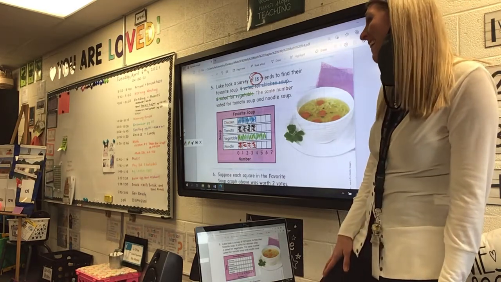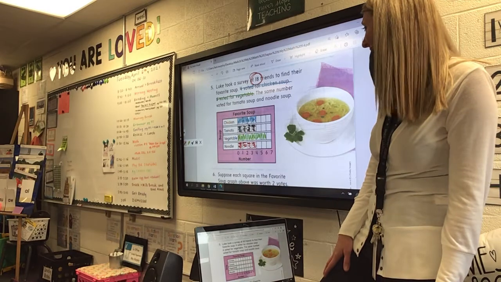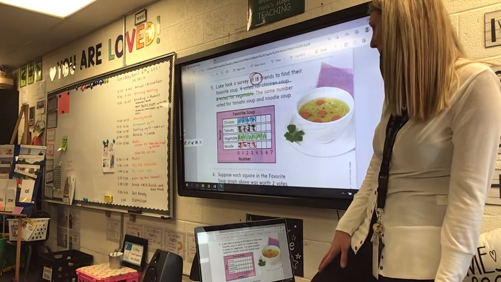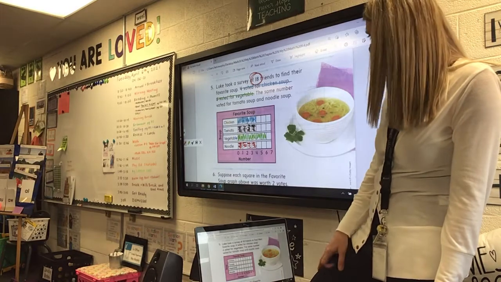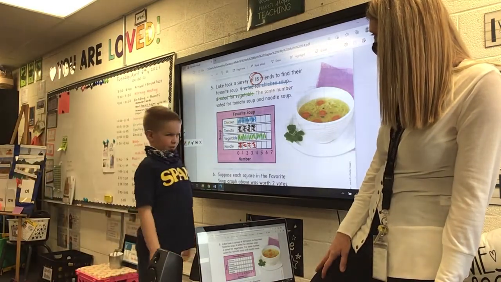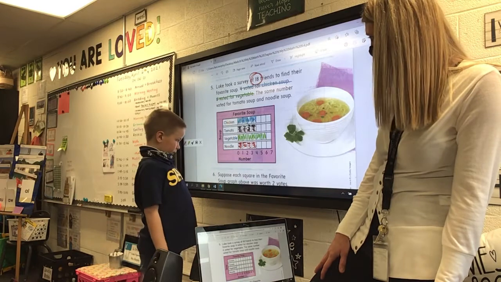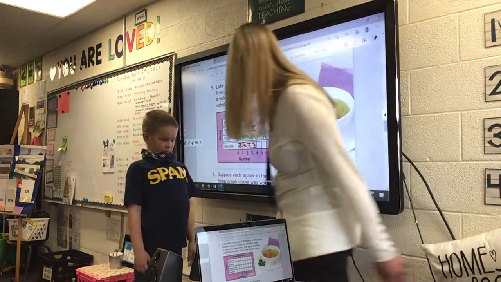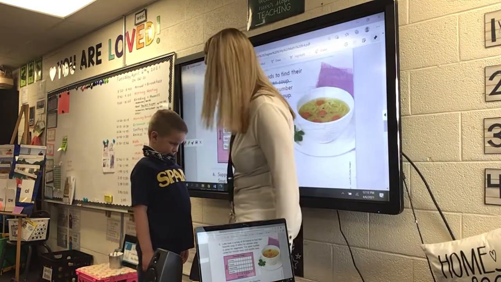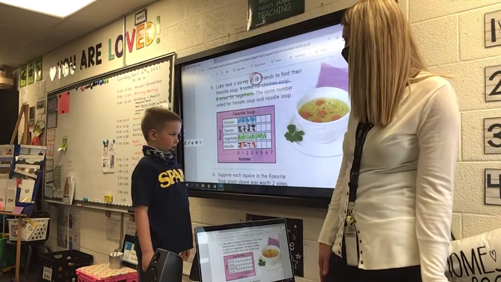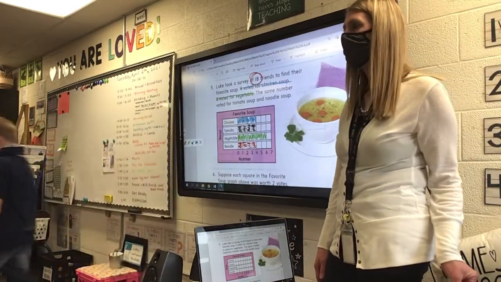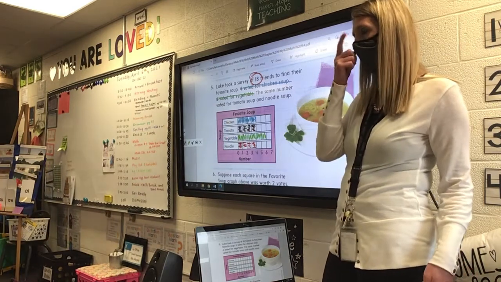Wyatt, mine is different. How is yours different? Because mine has 4 and 4, because that equals 8. Maybe it looks different. Yes, it does. Maybe it looks different, but it's right.